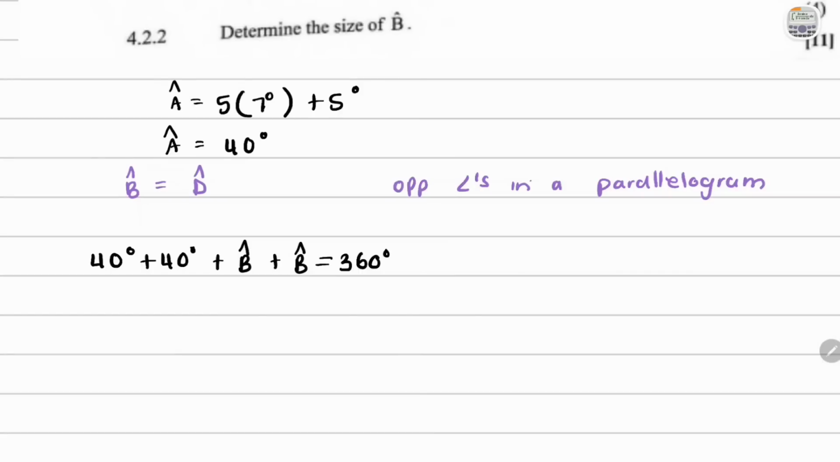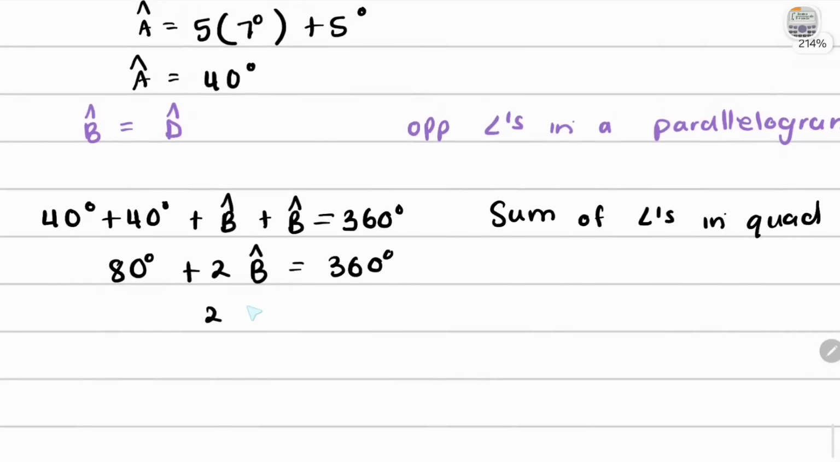Okay, and the reason for this is because the sum of the angles inside a parallelogram, or even a quadrilateral, really, it's because it's a quad, they add up to 360 degrees. So it's the sum of angles in a quad. So if we add them together, angle B plus angle B gives you 2 angle B, which is equal to 360 degrees minus 80 degrees.